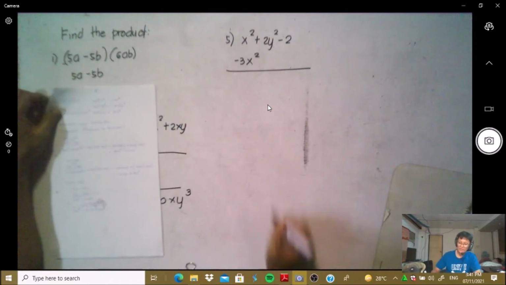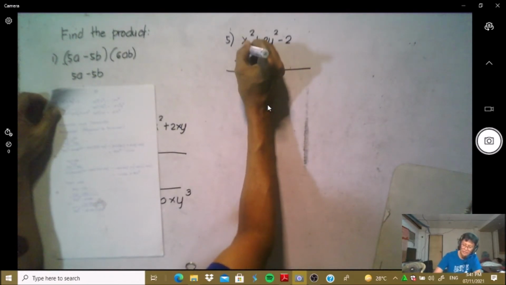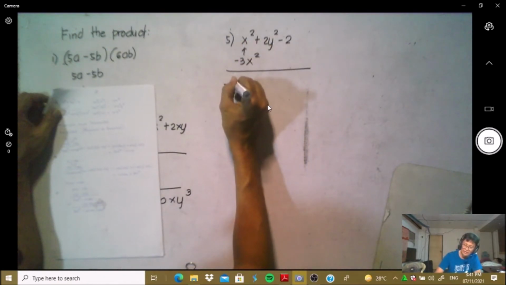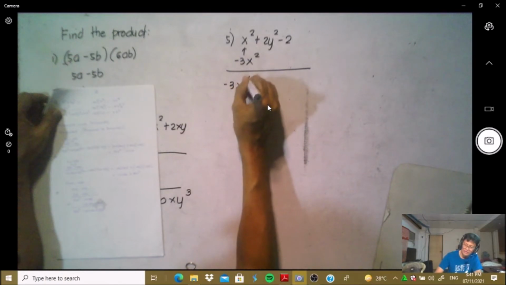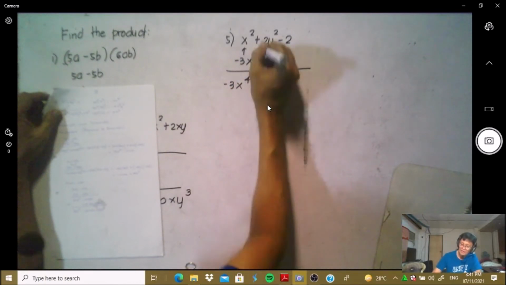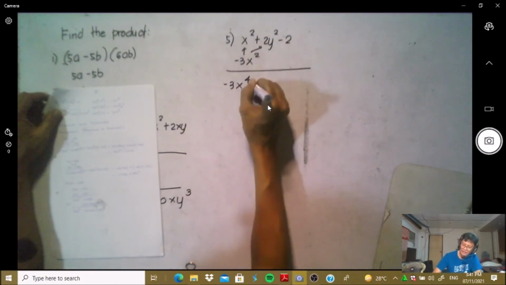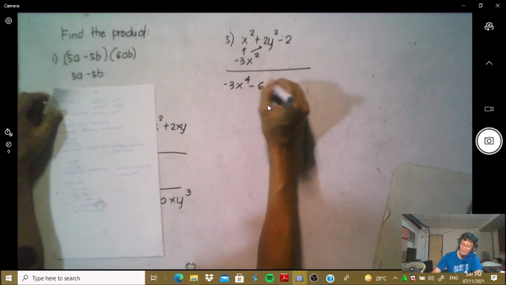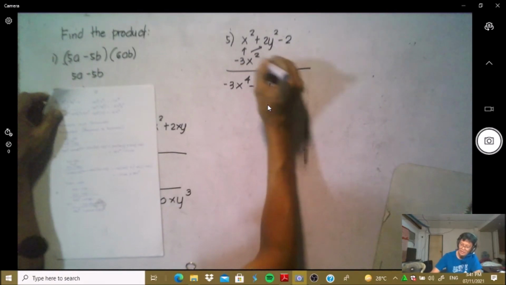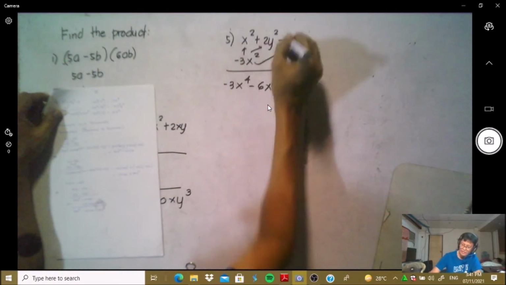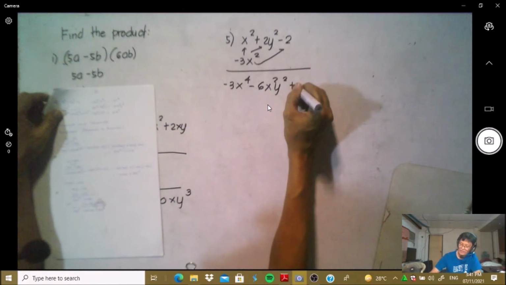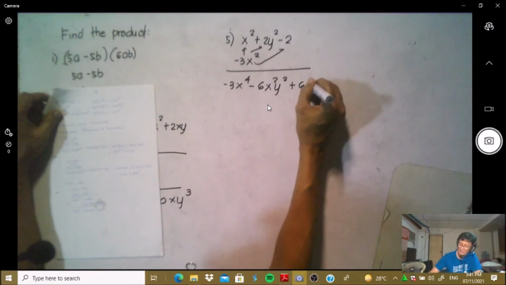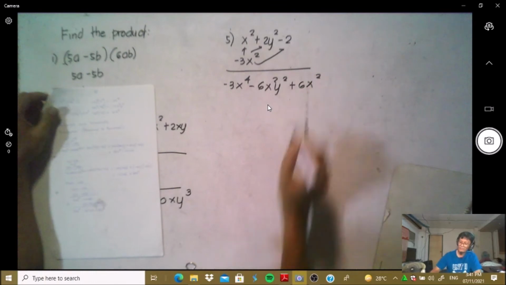Okay, so we have to multiply it here first. So we have negative 3x to the 4th. Then here we have negative 3 times 2 is equal to 6, then x squared, y squared. Then last, we have negative times negative is equal to positive. 3 times 2 is equal to 6x squared.